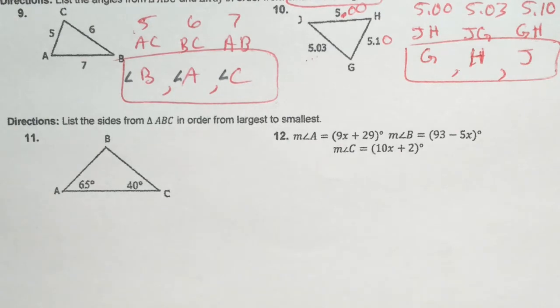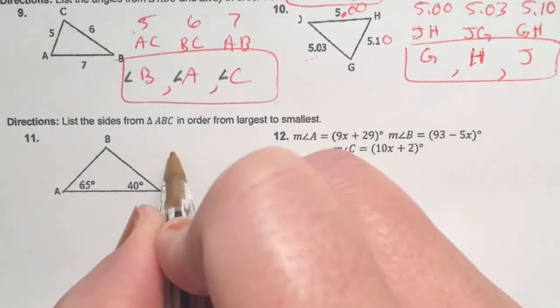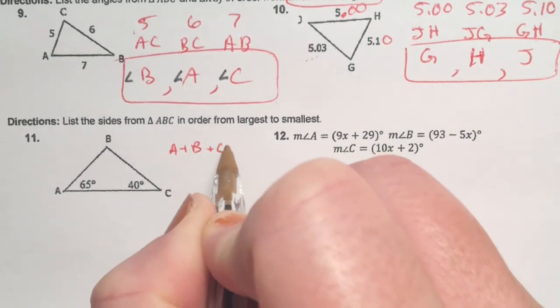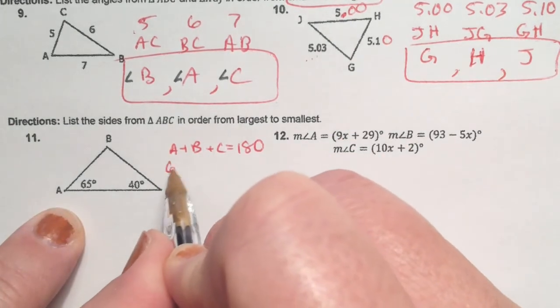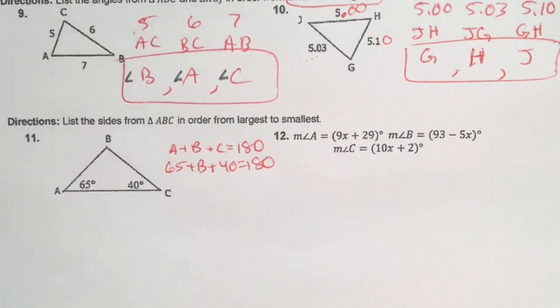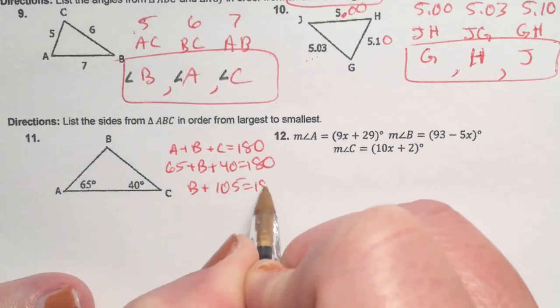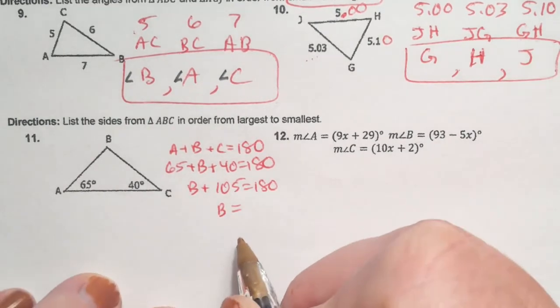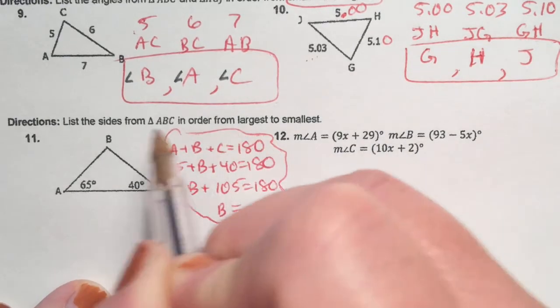Number 11, ooh, we're only given 2 angles. So we need to find the 3rd angle before we even start. We know for a fact that A plus B plus C equals 180 degrees. So A was 65, B we don't know, and C is 40, equals 180. So B plus 105 equals 180. Subtract 105 from both sides, and B would equal 75. So it's a little bubble thought, 75.